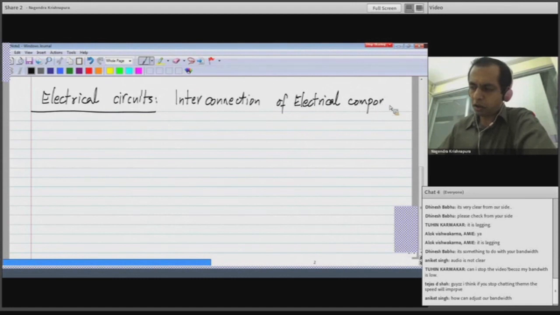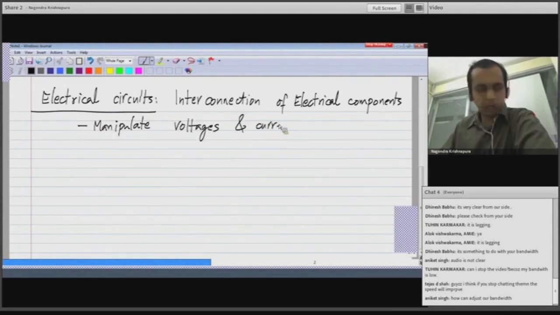Electrical circuits are interconnections of electrical components, and they manipulate voltages and currents in some way. Okay.